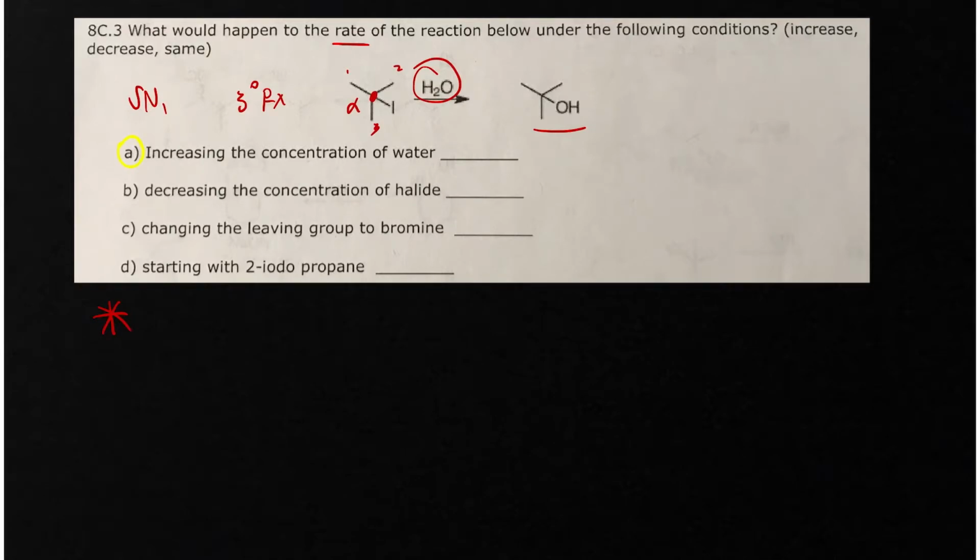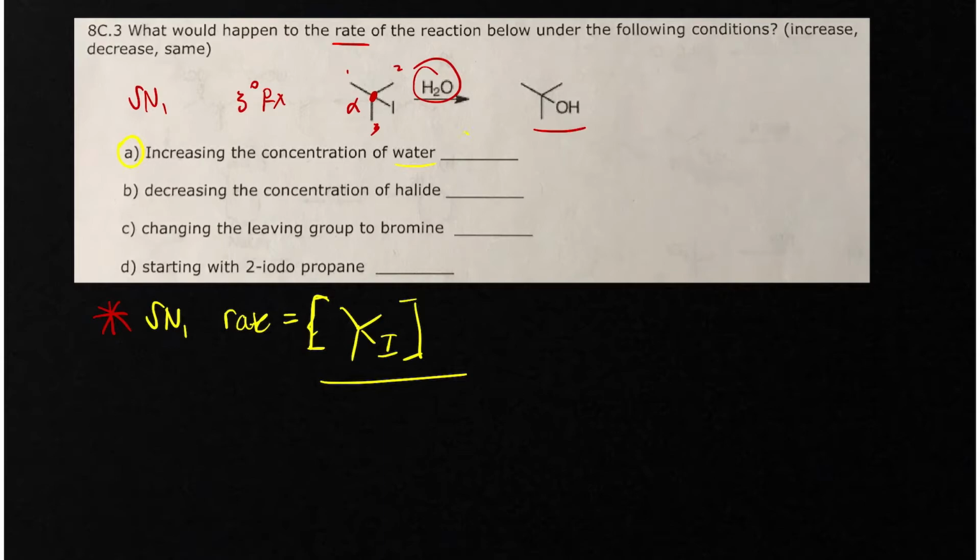let's think about part A here, is that for SN1 reactions, okay, the rate is going to depend on the concentration of the starting tert-butyl iodide. Now, it's not going to depend on the water at all, okay? So if you increase the concentration of water, it's not in the rate equation, it's going to be the same, okay? Same exact reaction rate, okay?